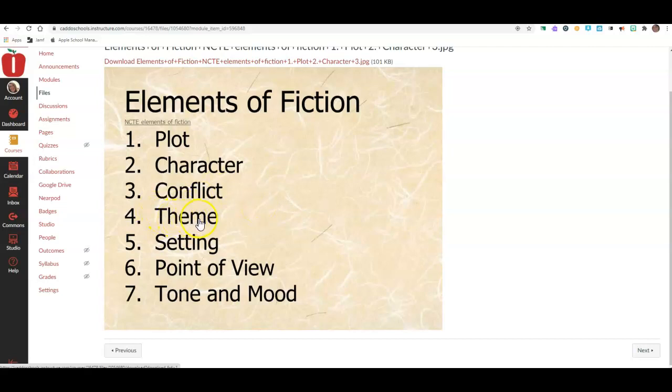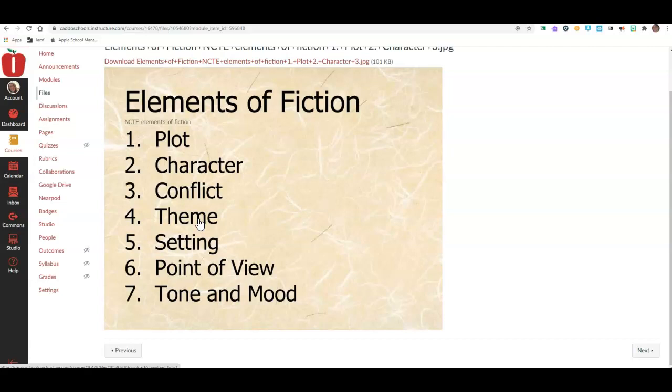Theme, you need to know. So I say there's thematic topic and thematic statement. Thematic topic is like the one word, a motif that comes up over and over, death, love. That's just the topic. Thematic statement has to be a complete sentence that tells me what about that topic is the message that I'm learning.